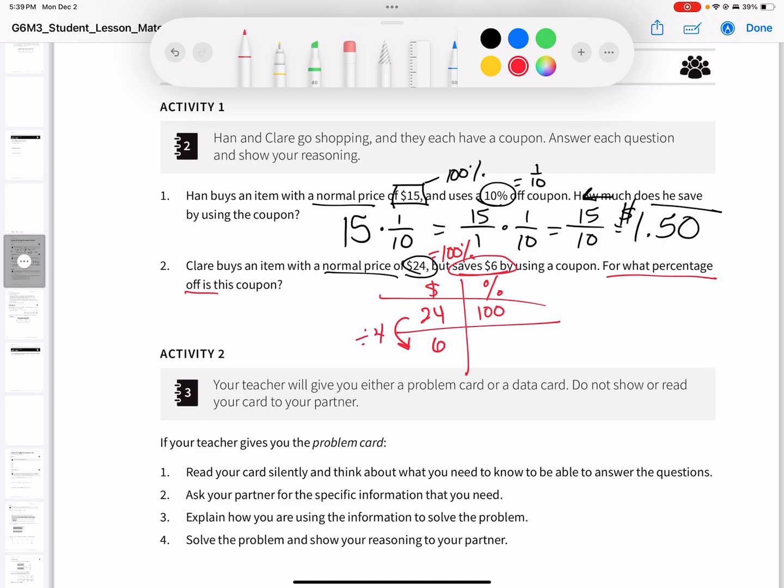So I'm going to do that same thing with 100, and I'm going to divide by 4. 100 divided by 4 is 25. So what percentage off is this coupon? It's 25% off. Yay! That's how we do that.